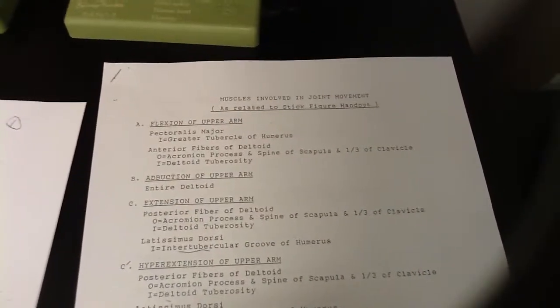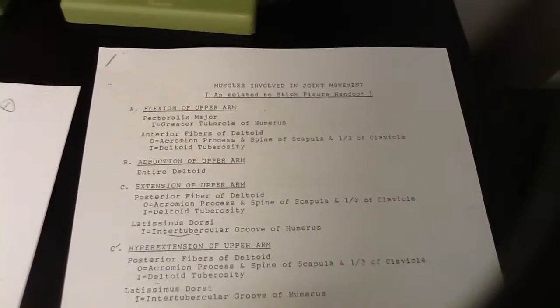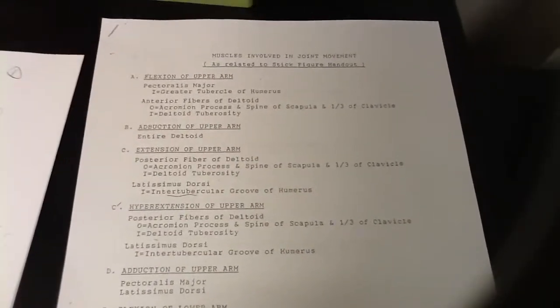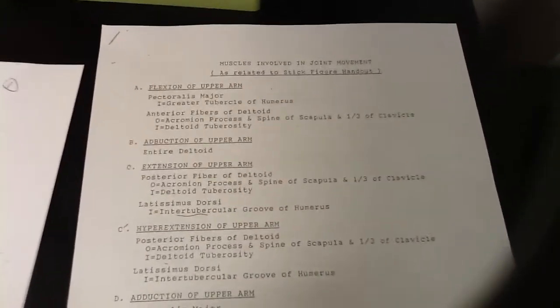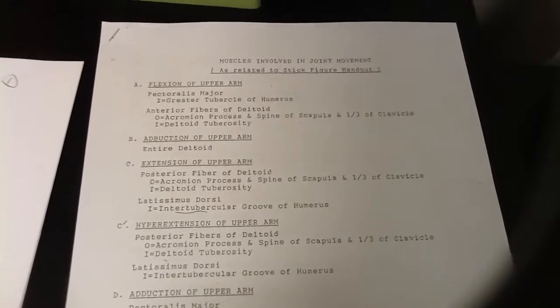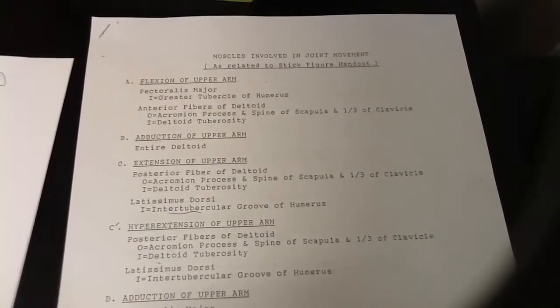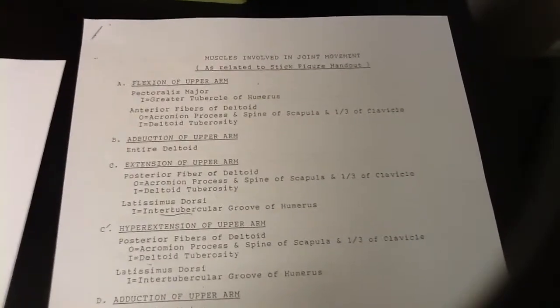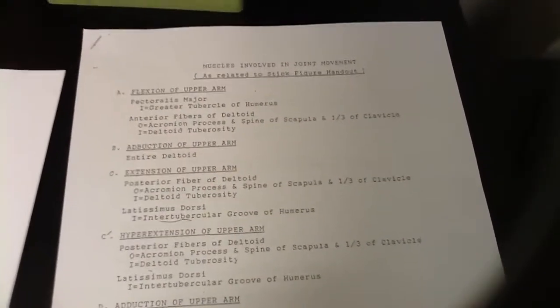Okay, then the anterior fibers of the deltoid, being that large triangular muscle over the shoulder, it has an origin and an insertion, so it has O and I. Now they all have an origin and insertion. I'm just not going to hold you responsible for all the origins and insertions. But if it's on this paper and it has O, then you need to know it. If it has an I, you definitely need to know it. Okay, so the origin is the acromion process and the spine of the scapula and the outer 1/3 of the clavicle. Of course, the 1/3 going toward the acromion process.